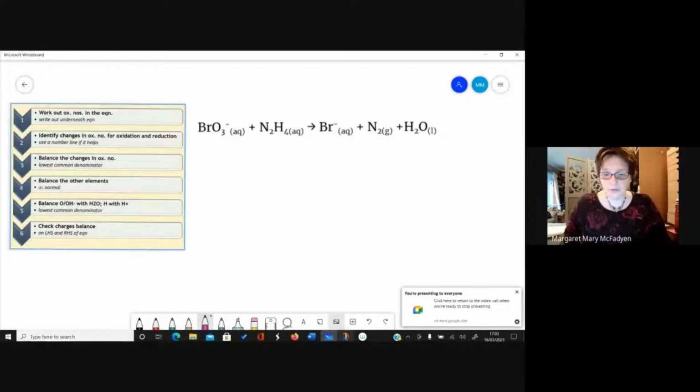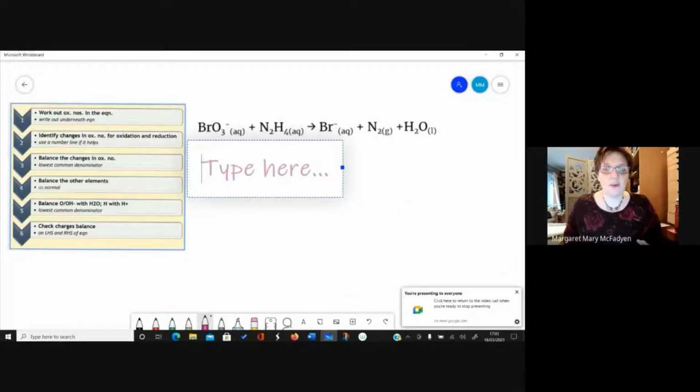So in the first instance, step 1, work out the oxidation numbers in the equation. So I'm going to look at bromine in this one. And just to note that with the oxygen and the hydrogen, you see that these are present as compounds, and oxygen and hydrogen have fixed oxidation states when they're in a compound. So for oxygen, which means that in these equations it's bromine and nitrogen that change in oxidation number.